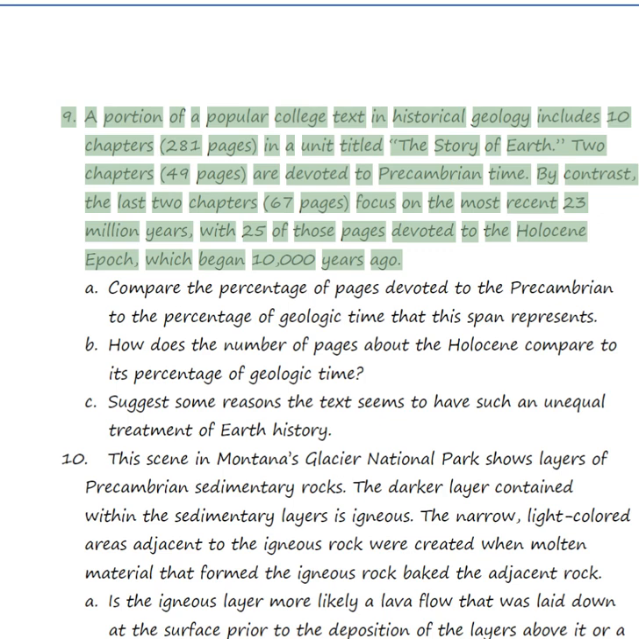9. A portion of a popular college text in historical geology includes 10 chapters in a unit titled The Story of Earth. 2 chapters are devoted to Precambrian time. By contrast, the last 2 chapters focus on the most recent 23 million years, with 25 of those pages devoted to the Holocene epoch, which began 10,000 years ago.